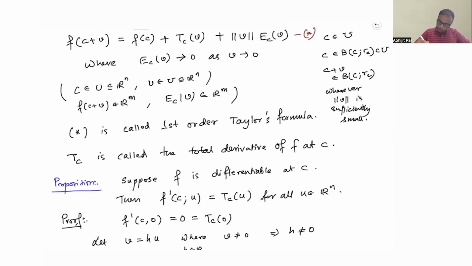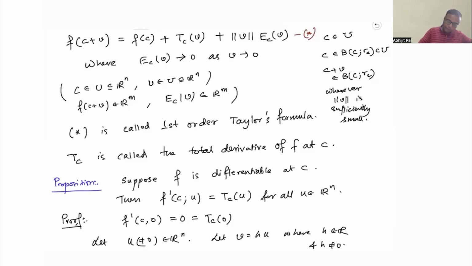Maybe I'll just restate this thing. So let u be a non-zero vector in Rn. So let u not equal to 0, a vector in Rn. And then let b equal to hu, where h belongs to R, and h is not equal to 0.